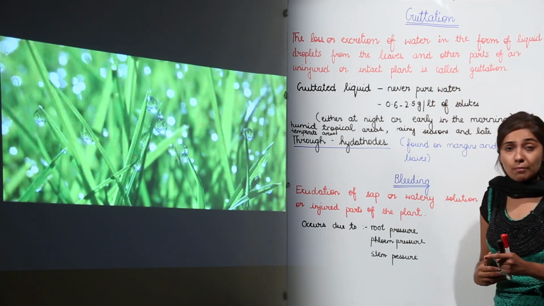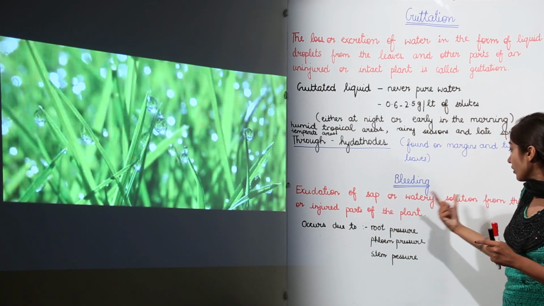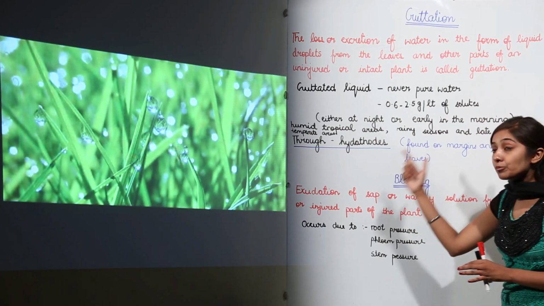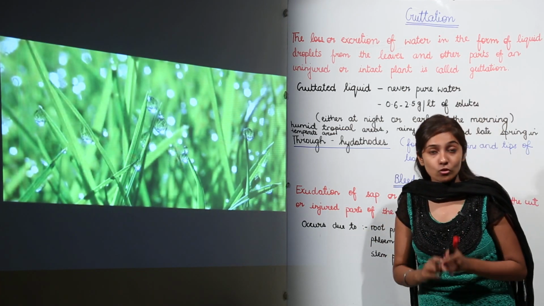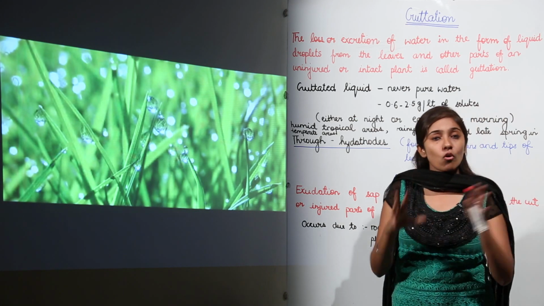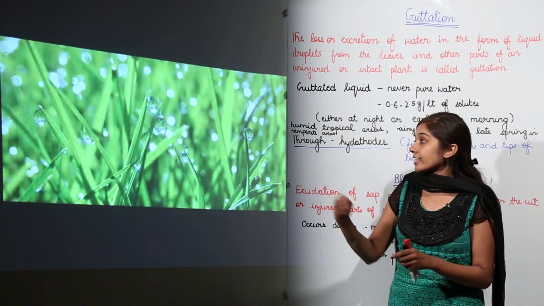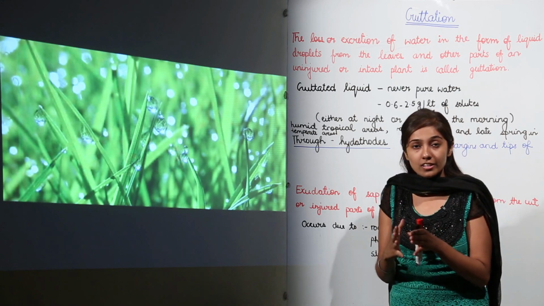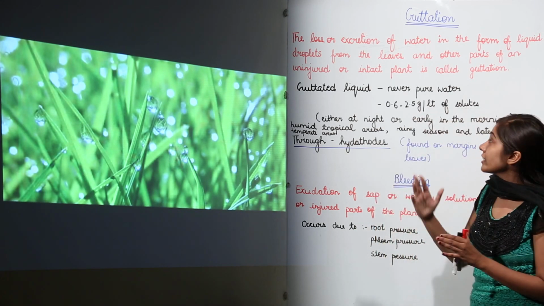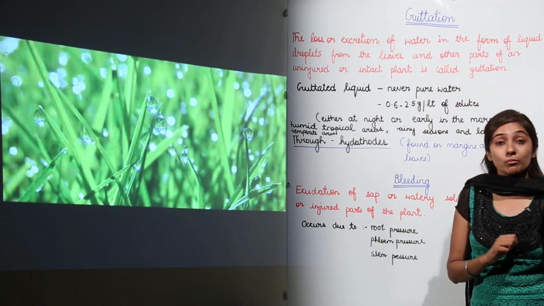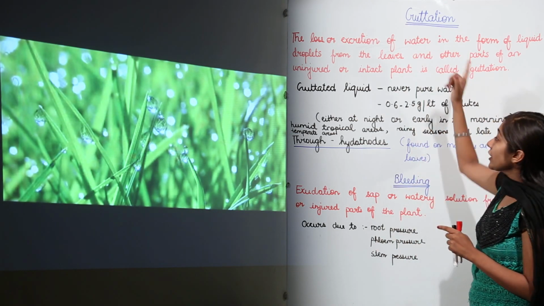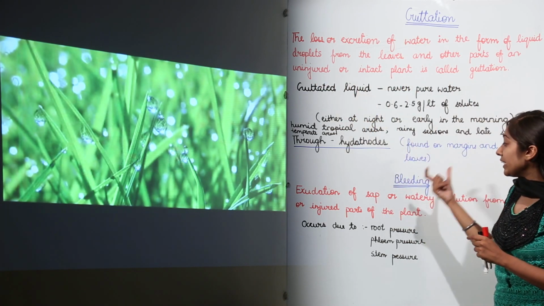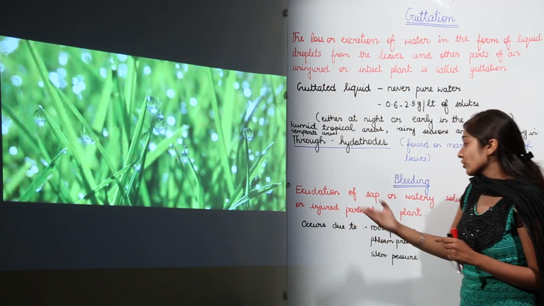Now sometimes what happens is exudation of sap or watery solution from the cut or injured parts of the plant. This process is termed bleeding, not guttation. So if there is exudation of watery sap, you can get confused whether it is guttation or bleeding. But remember, the major difference is that guttation is from uninjured or intact plant parts, but bleeding is from the injured parts of the plant.